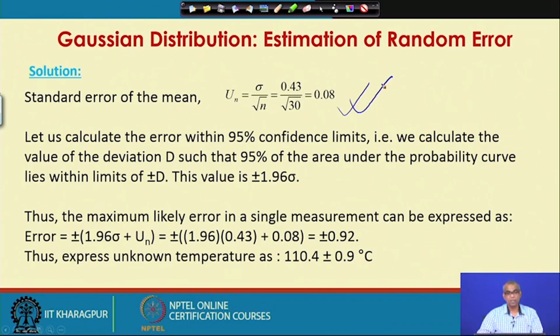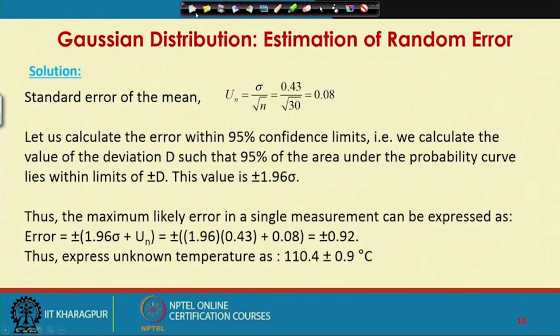Within plus minus 1 sigma, 68.2% of the readings will lie. Similarly, within plus minus 2 sigma, 95.44% of all the readings will lie. So, you ask the question: within plus minus what sigma, say x, will 95% of the readings lie? So, what is the value of x?